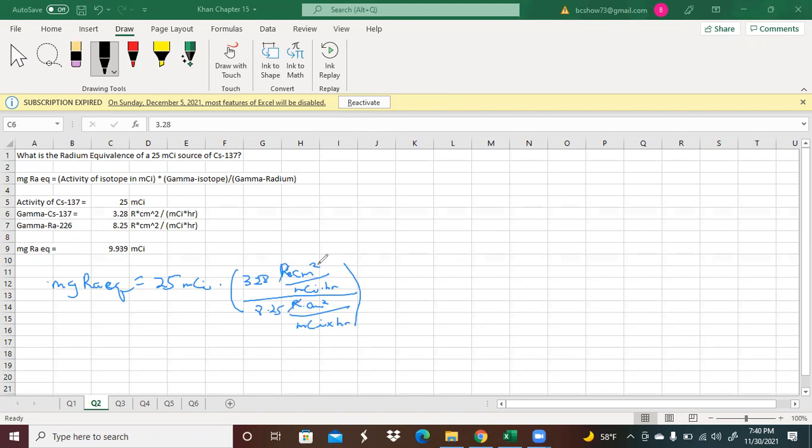You have Rankins here, you have squared centimeters here, you have millicuries here, you have the hours here. And the reason is that this is just a ratio. They just want to be able to adjust the activity based on the ratio of what the gamma rate happens to be for each one of these. If you take 3.28 divided by 8.25 and multiply it by this, you end up with this, and millicuries is going to be your unit because that's the only thing left. Okay.